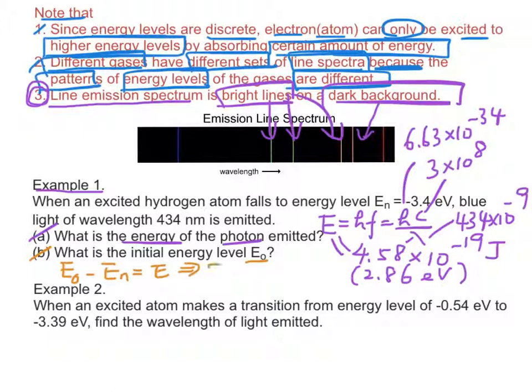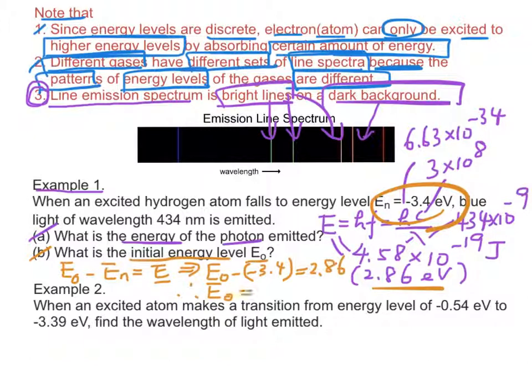Part B, we have E naught minus En equal to E, implying E naught minus negative 3.4 equal to 2.86. Therefore, the initial energy level E naught equal to negative 0.54 eV.